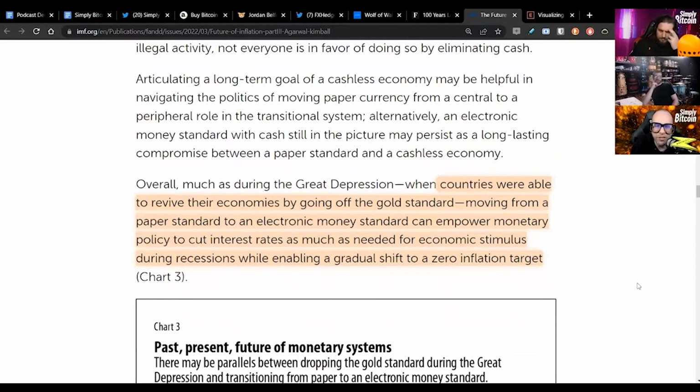Moving from a paper standard to an electronic money standard can empower monetary policy to cut interest rates as much as needed for economic stimulus during recessions, while enabling a gradual shift to zero inflation target. That's right. This is the bullshit that they just made up about the gold standard.